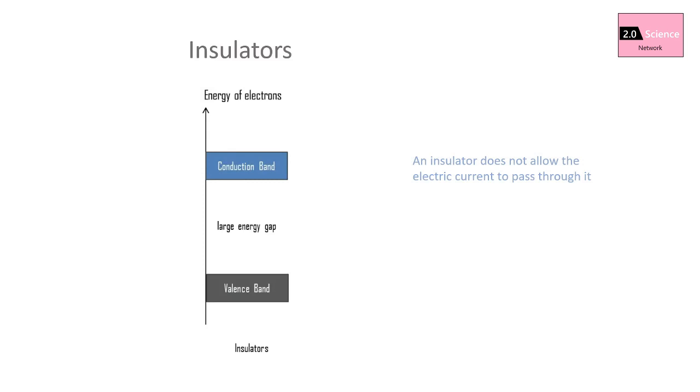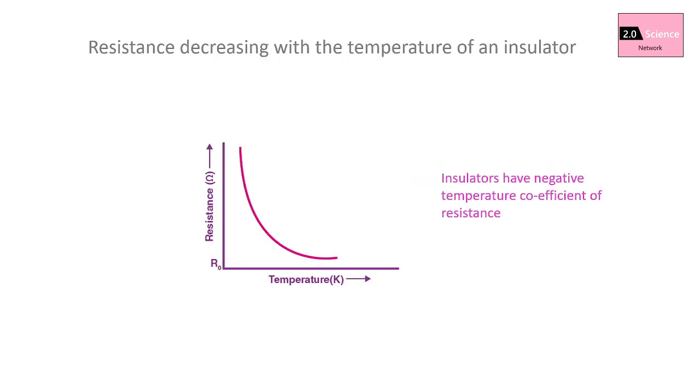Insulators. An insulator does not allow the electric current to pass through it, due to its high electrical resistance. In insulators, the energy gap between valence and conduction bands is very large. Therefore, a very high electric field is required to push the valence electrons to the conduction band. The bonds between molecules are very strong. But rising temperature breaks molecule bonds and active electrons occur. These electrons can create a current. Therefore, insulators have a negative temperature coefficient of resistance.